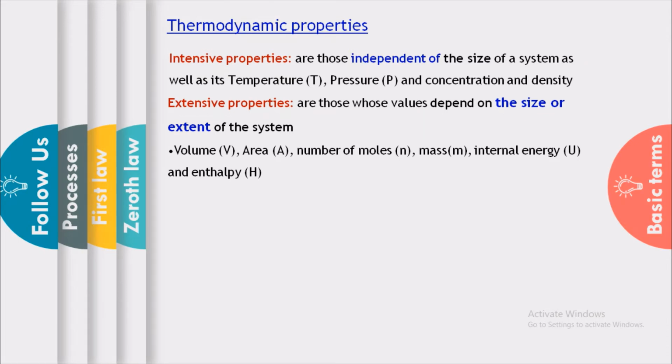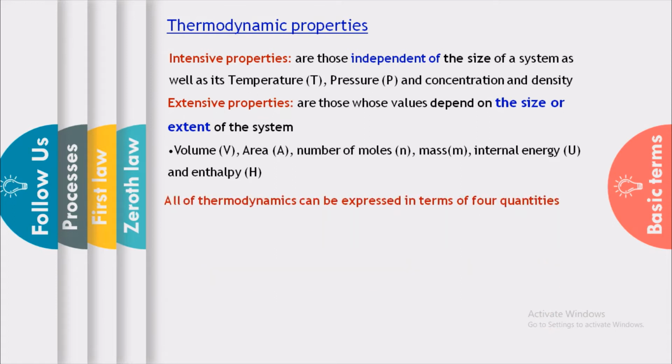Now, what are intensive properties? Those properties which are independent of the size of the system, such as temperature, pressure, concentration, and density. Extensive properties are those whose value depends on the size or the extent of the system, for example volume, area, number of moles, mass, internal energy, and enthalpy. So these are the extensive properties.